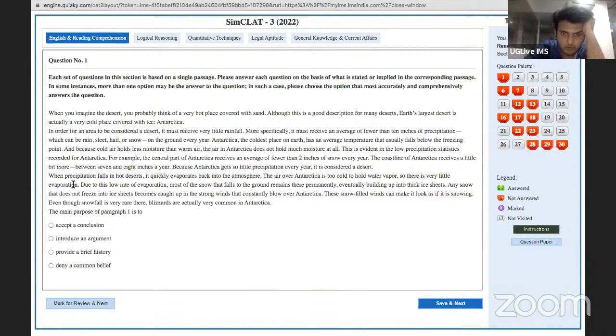The air over Antarctica is too cold to hold much moisture. Any snow that does not freeze into the ice sheet becomes caught up in strong winds. This one will not make it to the ground. Very rare. Deserts are very common in Antarctica. So, first paragraph.